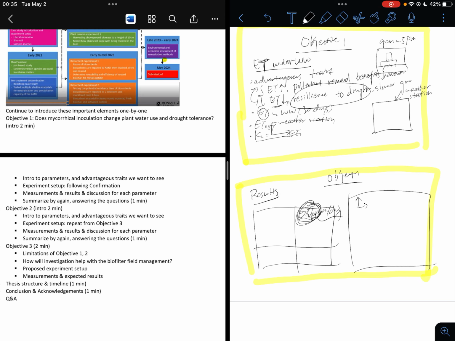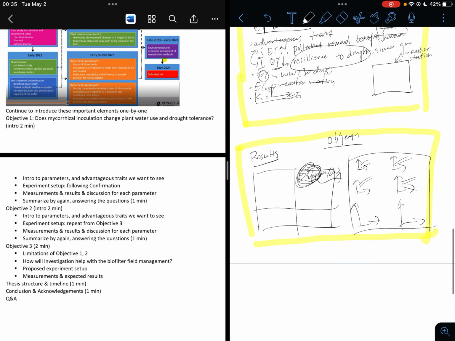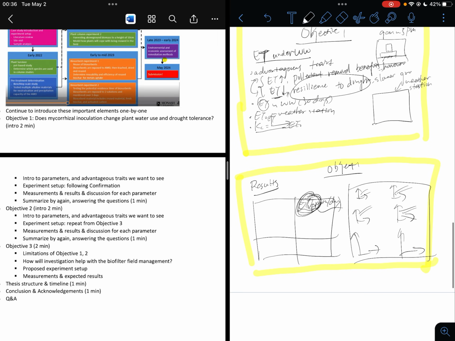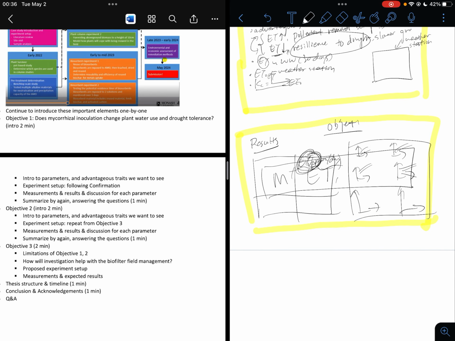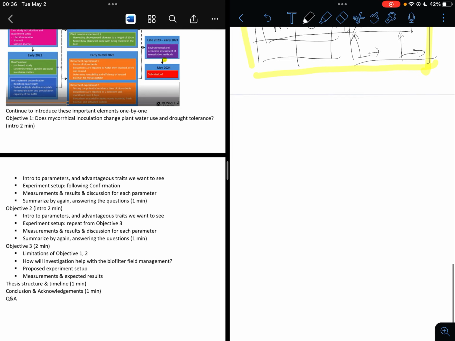So basically this plot we have for those, and then just briefly talk about how mycorrhizals would change everything, right? And that's it. So the conclusion would just be like mycorrhizals did not significantly change the ET. But then we can see a percentage increase in some plants and a percentage decrease in some plants.